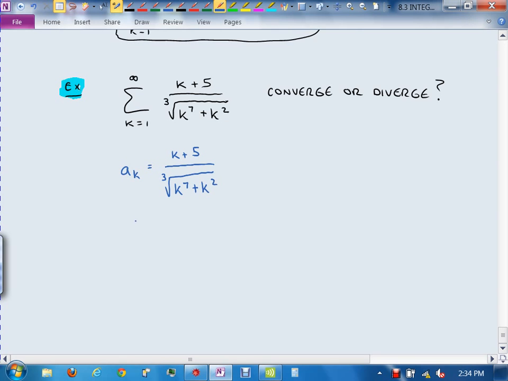If I get rid of the 5, I'm going to go for this as my b selection here. I'd have k over the cube root of k to the 7th, right? Wouldn't I? Now let's figure out what that is. That's k over k to the 7/3, which is 1 over k to the 4/3. Do you agree? Or not?